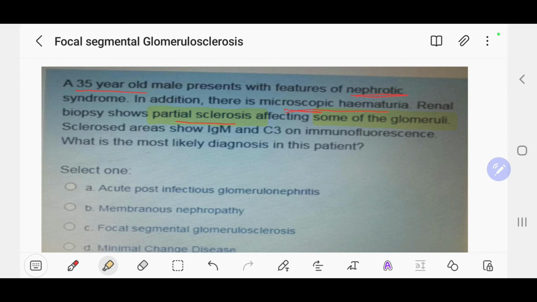This is a pretty easy MCQ, but this is the main point: the sclerosis area shows IgM and C3 on immune fluorescence, which I told you, actually immune fluorescence will be negative, but sometimes may be positive for IgM, C3 and C1. So this is important. So the diagnosis is focal segmental glomerulosclerosis. Easy MCQ.